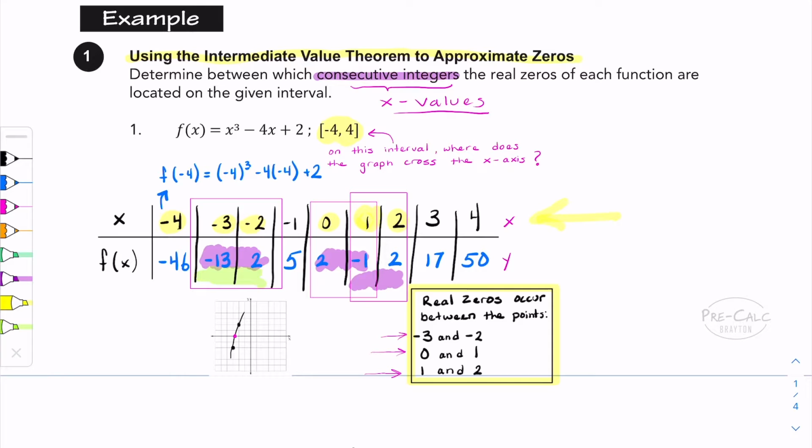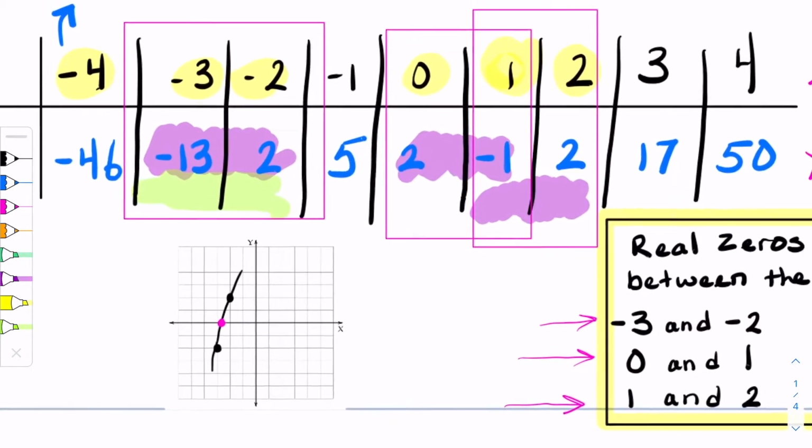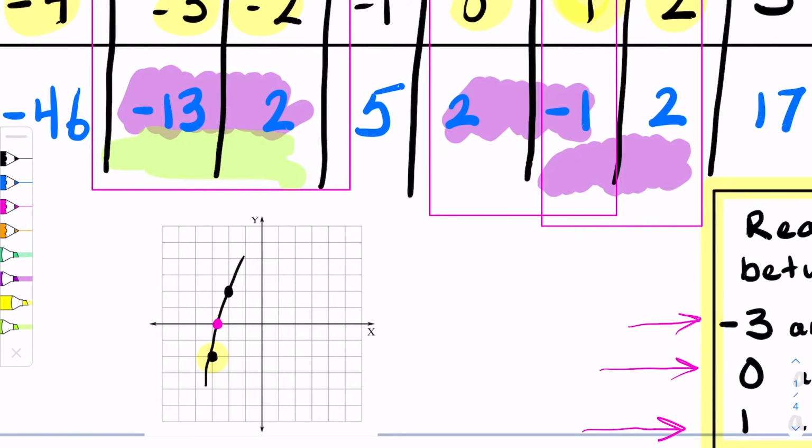Wherever you have a change from negative to positive or positive to negative, that's indicating that there's a 0. And we prove that on our graph right here, where we graph 2 points, and we can see that there is a point that crosses the x-axis directly in the middle of them.